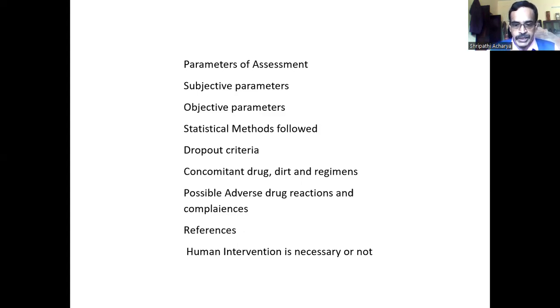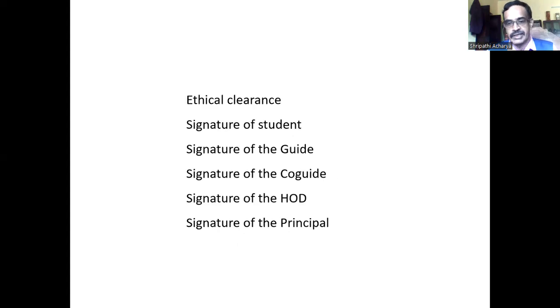Then the next point is whether human intervention is necessary or not. That you have to clearly mention. If you are doing an animal study, then you have to take permission from CPCSEA. Ethical clearance. You have to get ethical clearance for submitting the synopsis. So you have to present your synopsis in front of the ethical committee, and they may ask you to make some changes. You have to make the changes, get the ethical clearance number, and mention it in your synopsis.